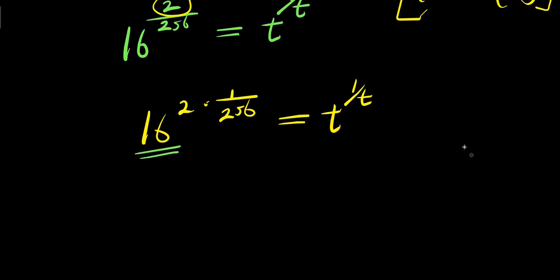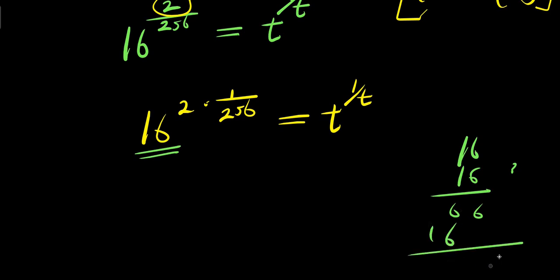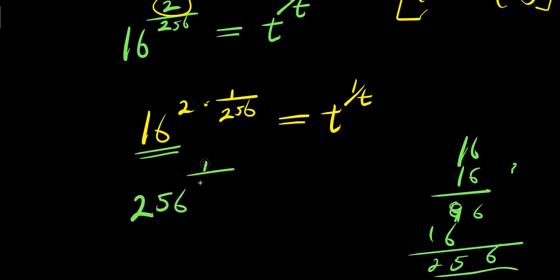So 16 power 2, this is 16 times 16. 6 times 6, that is 36, 6 carry over 3. 6 times 1, 6. 1 times 6, 6. 1 times 1, 1. So you add up. 16 times this 6, 6 times 1, 6, 6 plus 3, this is 9. So it is 9, so you add, this is 6. 9 plus 6, 15, 5 carry over 1, so it is 256. So you have 256 power 1 over 256, and this equals t power 1 over t.